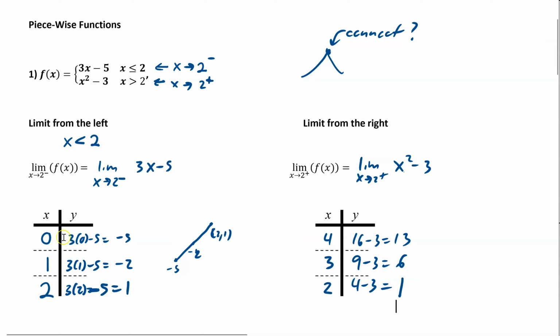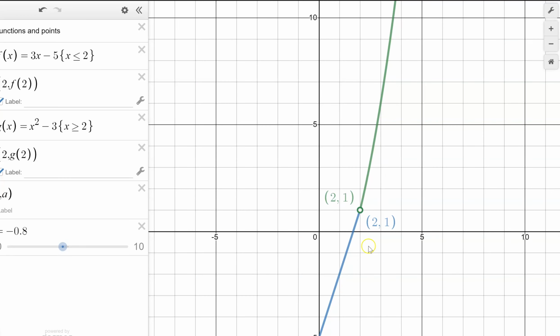So as we approach from the left, we are approaching 1. Right here. And as we approach from the right, it is our parabola, right? We are also approaching 1. So we know that the limit from the left and the limit from the right are both 1. And so you can also look at this graphically. So you can see here, coming in from the left, we are approaching 1. Coming in from the right, we're approaching 1.